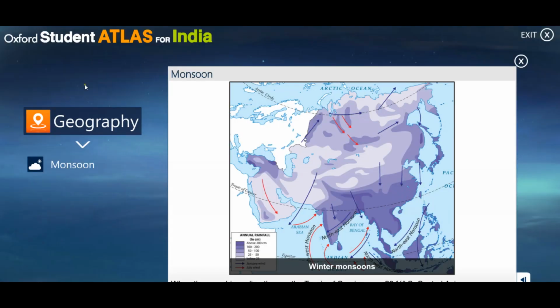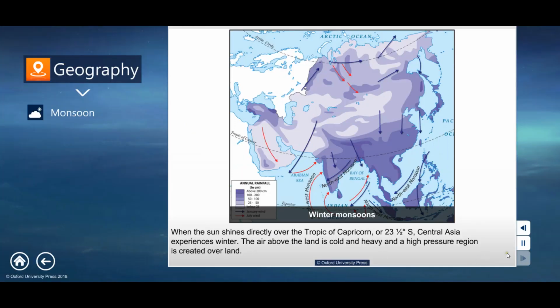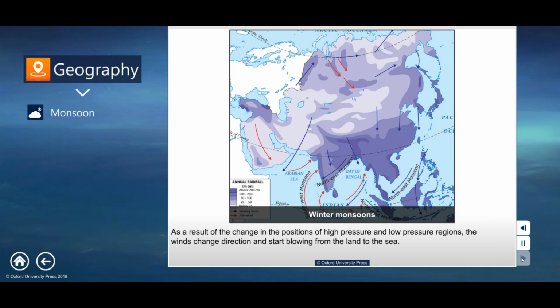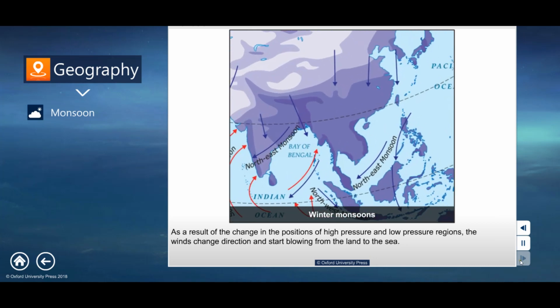When the sun shines directly over the Tropic of Capricorn, or 23.5 degrees south, Central Asia experiences winter. The air above the land is cold and heavy, and a high-pressure region is created over land. Meanwhile, the air above the surrounding water bodies is relatively warmer and creates regions of low pressure over them. As a result of the change in the positions of high-pressure and low-pressure regions, the winds change direction and start blowing from the land to the sea.